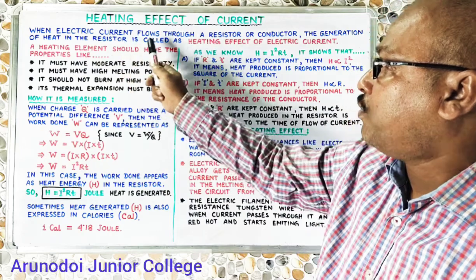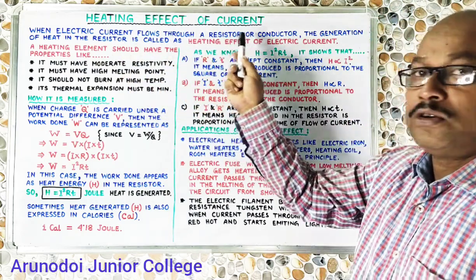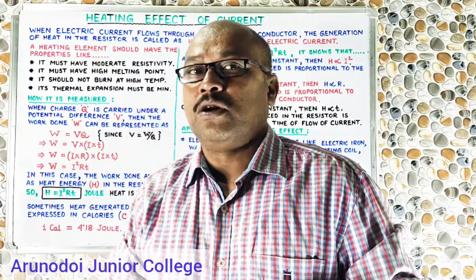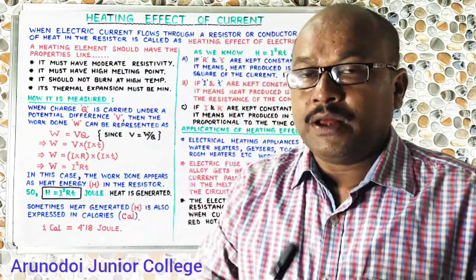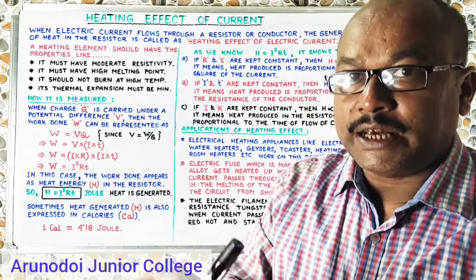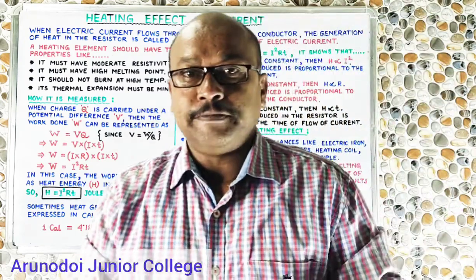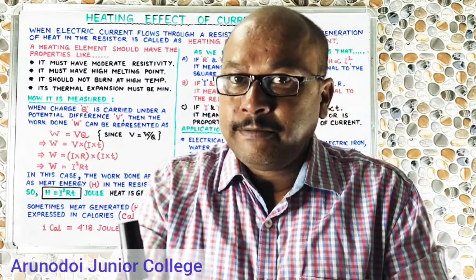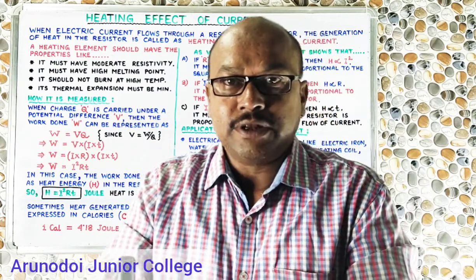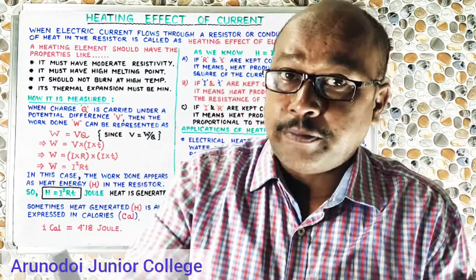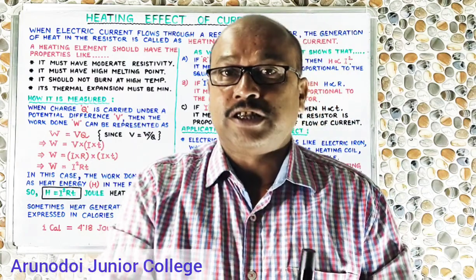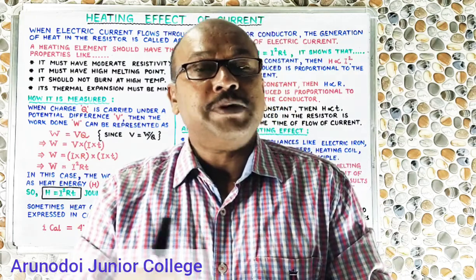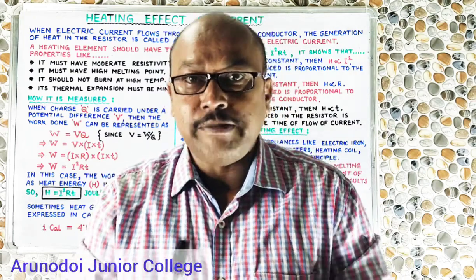So let us come back to this definition. When electric current flows through a resistor or through a conductor, then there is always heat generation in the conductor or in the resistor. This phenomenon is called heating effect of electric current. Then that resistor or conductor where heat is generated is called a heating element. That means the element which is heated up due to passing of electric charges through it, the element which becomes hot due to passing of electric current, is called a heating element.